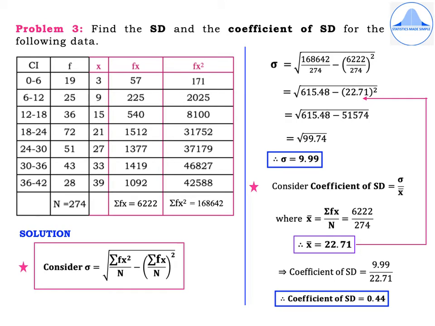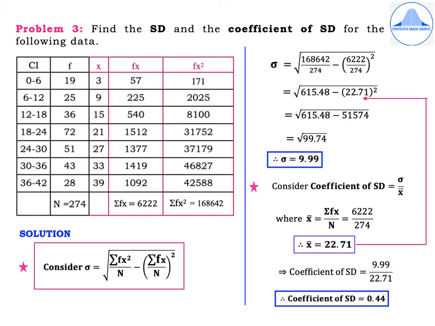Problem 3. Find the standard deviation and the coefficient of standard deviation for the following data. In the first column, we have the class intervals 0 to 6, 6 to 12, 12 to 18, 18 to 24, 24 to 30, 30 to 36, 36 to 42. The corresponding frequencies are 19, 25, 36, 72, 51, 43, and 28. So the given data is continuous data.